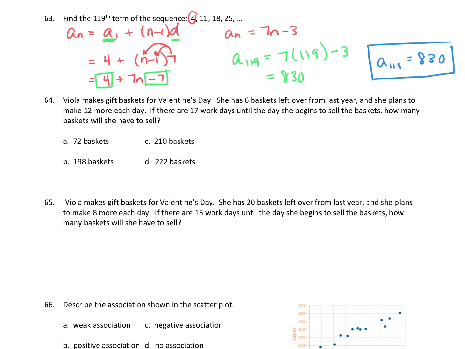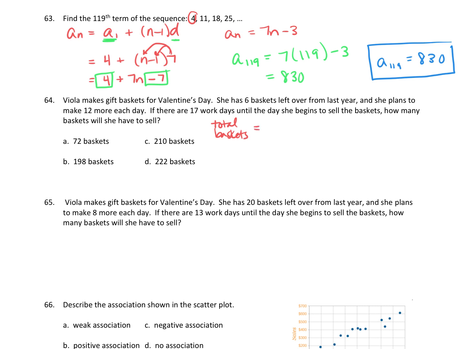All right, number 64. Viola makes gift baskets for Valentine's Day. She has 6 baskets left over from last year, and she plans to make 12 more each day. If there are 17 work days until the day she begins to sell the baskets, how many baskets will she have to sell? So if we think about the situation in words, here's what's happening. They're asking how many total baskets can she sell?